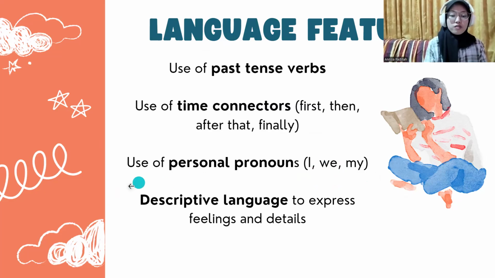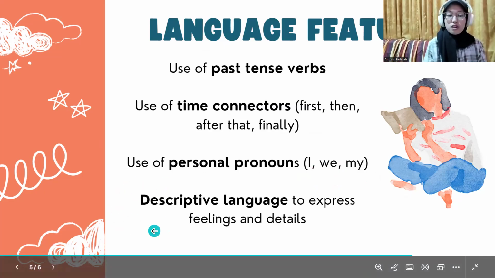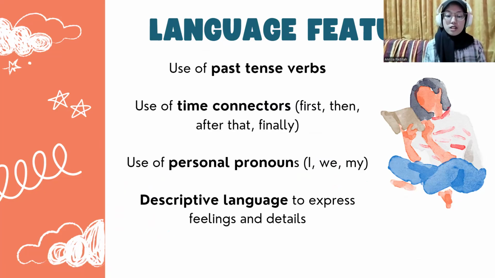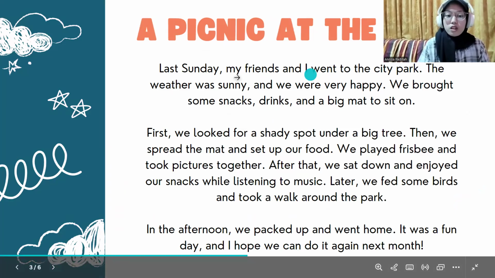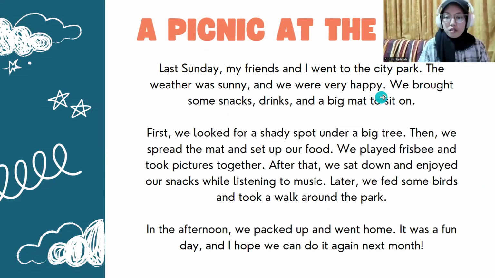The last, in recount text, we usually use descriptive language. Descriptive language is to express feelings and details. For example, let's look at the story. The weather was sunny and we were very happy. It's clear, right? So the writer wants to share the detail that the weather was sunny, and they also want to express their feeling. They were very happy. Okay, that's right.